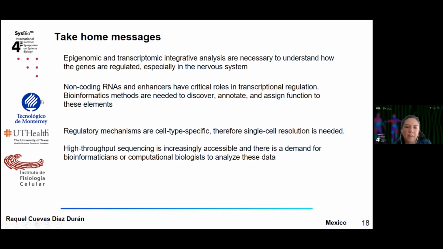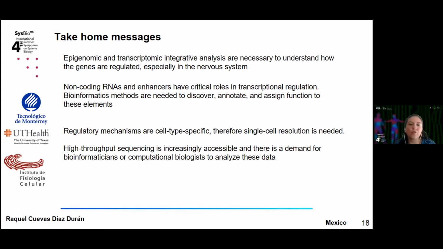There are some assays like Hi-C that can tell you what regions of the DNA are binding, which ones are having interactions. So all of these data sets are high throughput and they need bioinformatic programs and bioinformatics to do the integration. So that's very important. It's really needed. Bioinformaticians are needed to analyze all these high throughput data.